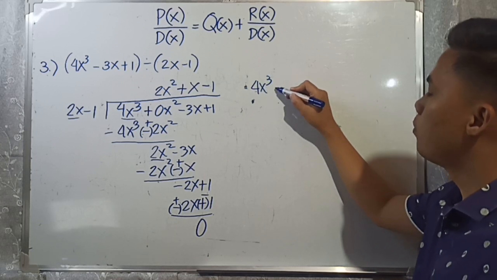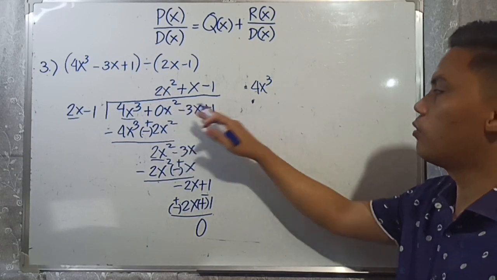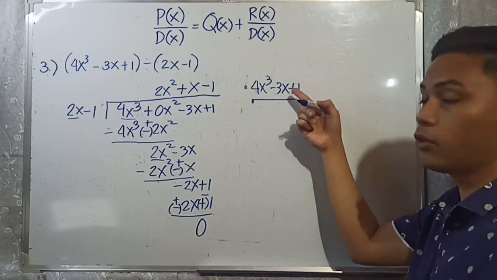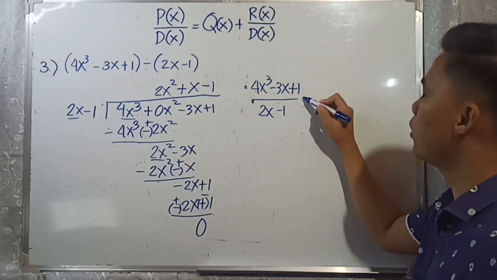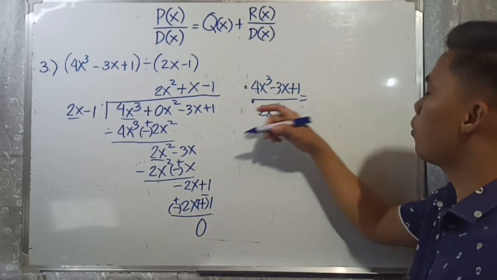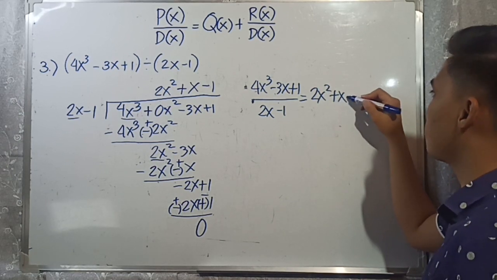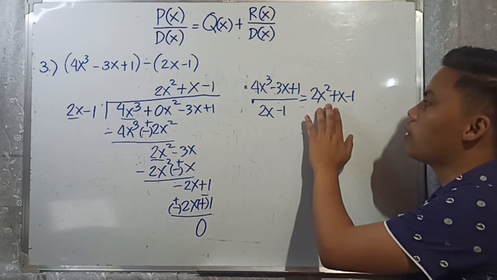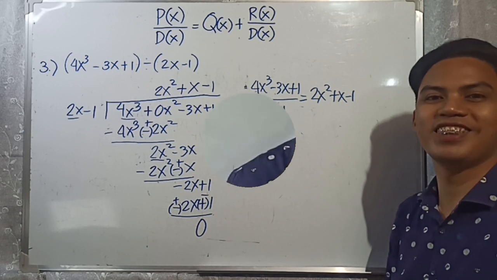So, yung final answer natin would be this one. 4x cubed, pwede natin siyang hindi isulat yung 0x squared, so, negative 3x plus 1. Bali, ito na yung original na dividend natin. Then, divided by 2x minus 1. So, that is equal to, our quotient would be 2x squared plus x minus 1. Then, walang remainder. So, yung final answer natin would be 2x squared plus x minus 1. Now, it's your turn. Try to answer the following questions.